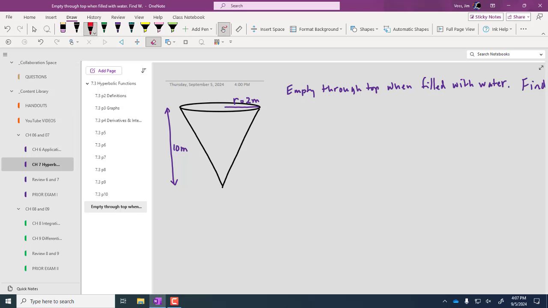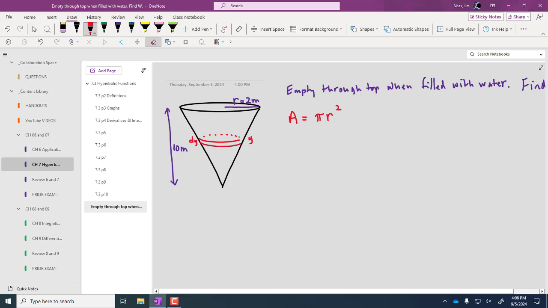So we're going to pick a general cross-section. This is going to be at a height of y. A cross-section is two-dimensional. We're going to turn it into a slice by adding a little thickness, and that thickness is a dy. So right away we know our integration letter is y. We're going to integrate with respect to y. So we need to find the area of this cross-section here. So area is pi r squared.